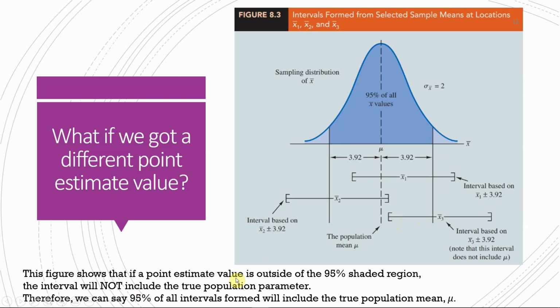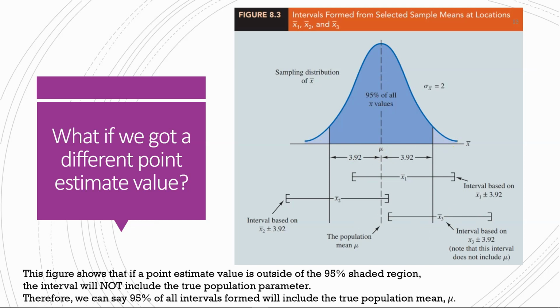Therefore, we can say 95% of all the intervals formed will include the true population mean mu. This one does, but this one doesn't, because it falls outside of that shaded region. What is the area under that curve? We already calculated that: 95%. So there's 2.5% here and 2.5% over here, which is 5% in total. So 5% of the time we're not going to get an interval that includes the true population parameter, but 95% of the time we do. That's where we get the idea that we can say with 95% confidence that the interval estimate does include the true population parameter.